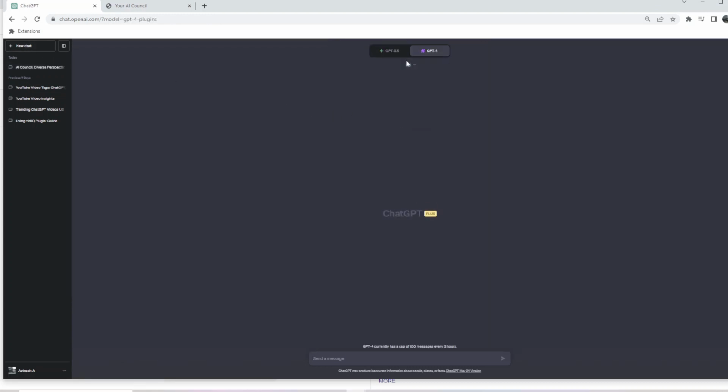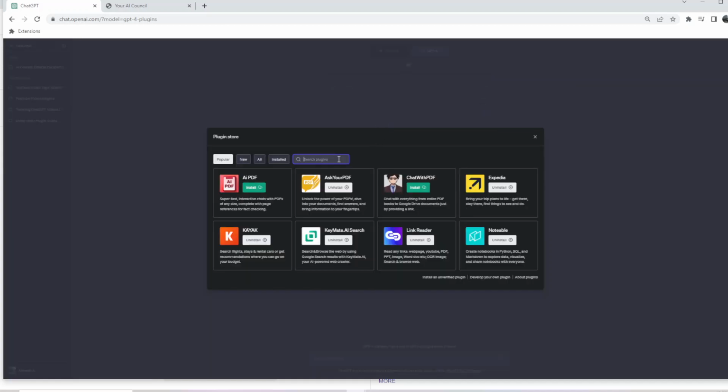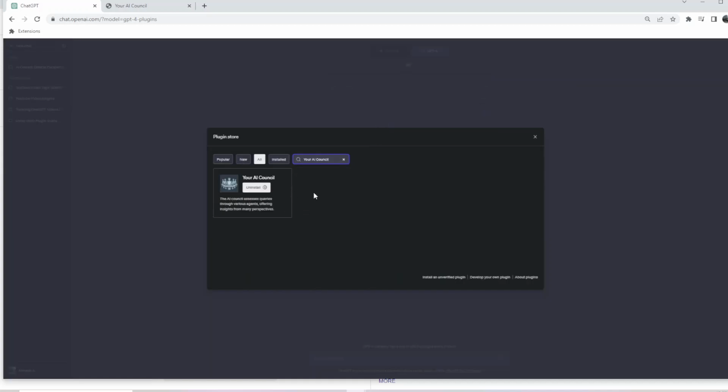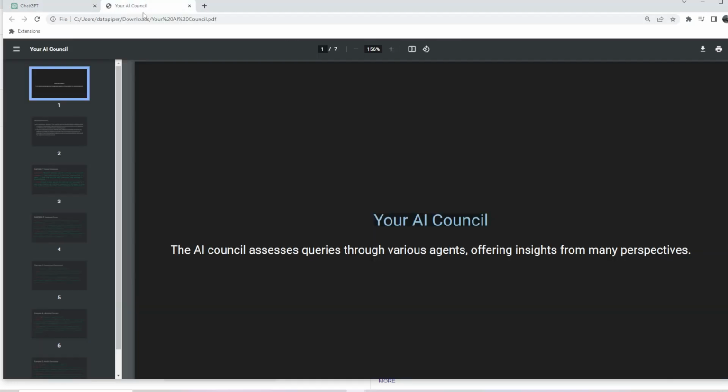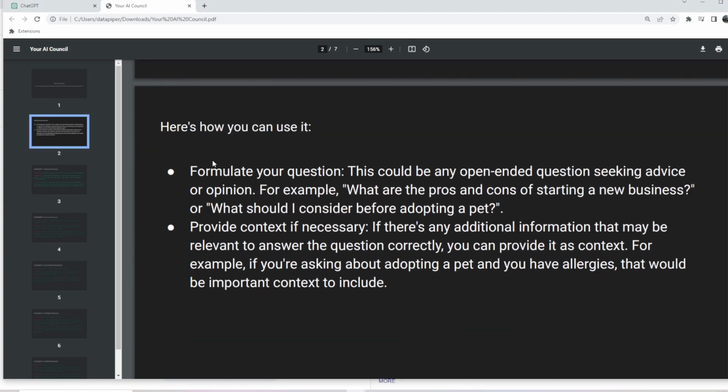Go to plugins and in plugins, click on plugin store. In plugin store, search for your AI Council. You'll get this. Install it and enable it. I've already done it, so I'm not doing that. My plugin is already enabled. So what can this plugin do?